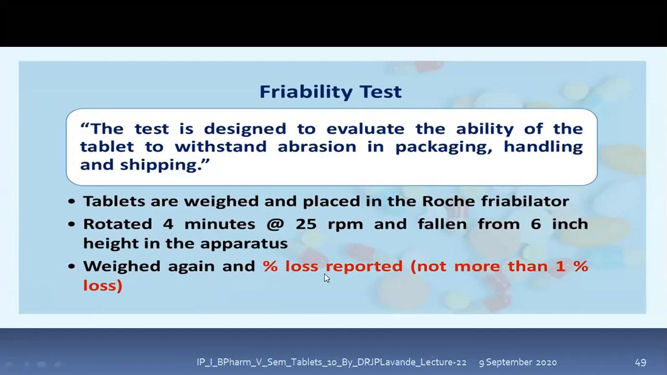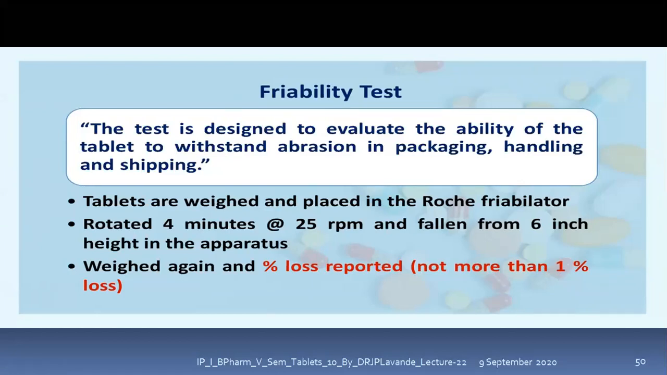So it is weighed again, and the percentage loss is reported, and it should not be more than 1%. This is the ideal condition for friability. For a tablet, the friability should always come less than 1%. Then and only then can we say that the tablet passes the test for friability. If the value comes more than 1, then it fails the test for friability.